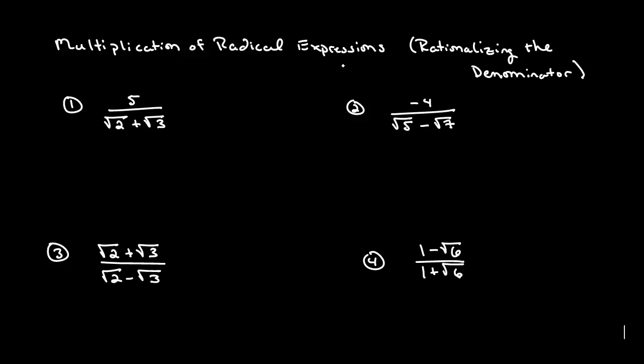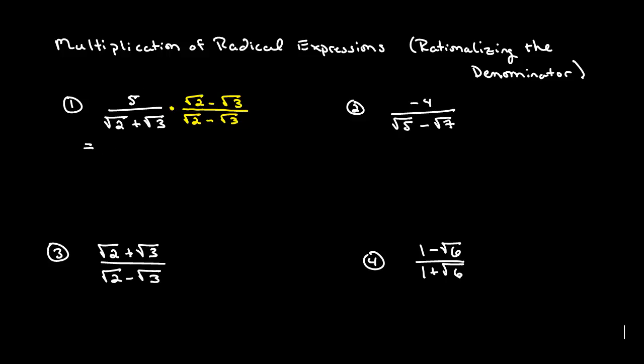So here we're going to multiply radical expressions by rationalizing the denominator. So I've got the square root of 2 and the square root of 3 on the bottom. They're both irrational numbers, so we need to get rid of that. So what we're going to do is multiply by the same thing we see on the bottom, except with a different sign. So I have plus in between, I'm going to put minus in between.